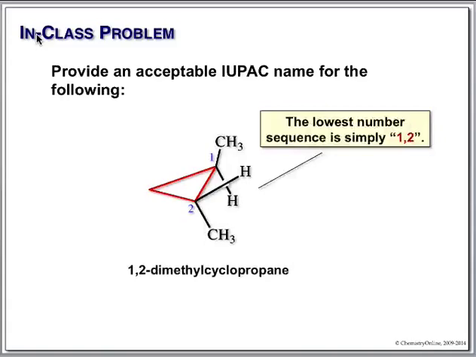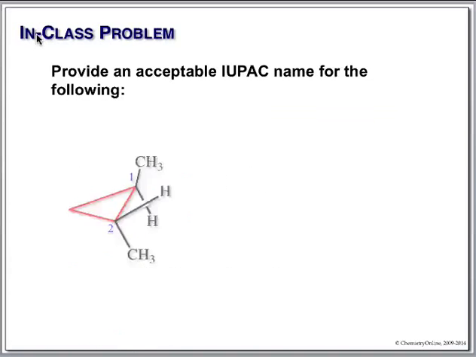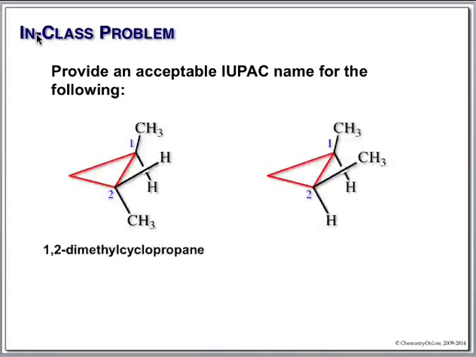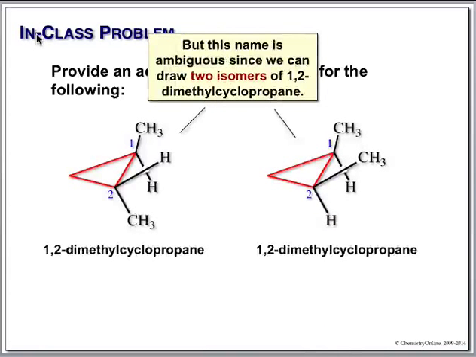Now, like I said, that was simple, right? Yeah. Why wouldn't it be? 1,2-dimethylcyclopropane. This is what we just named, right? How about this guy? This is also 1,2-dimethylcyclopropane, isn't it? But look at them. They're totally different compounds.